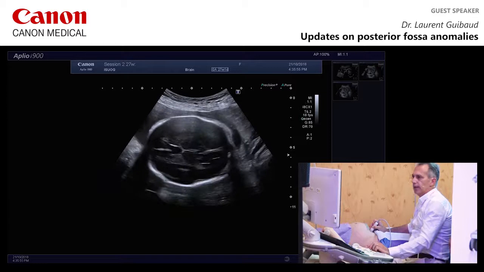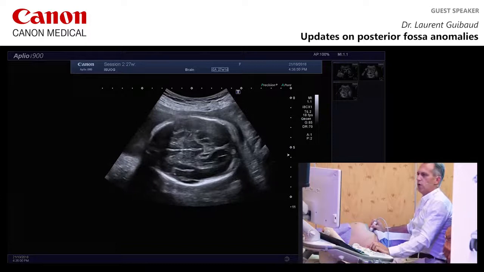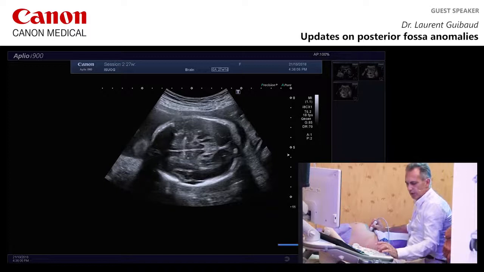So for this patient, I think an important thing is to know at what gestational age we are. So you see that you have here the insula, and the temporal lobe here. The insula will be recovered by the temporal lobe at 32 here, 28 here, 26 here, and we are between 26 and 28 here, and we are around 27.